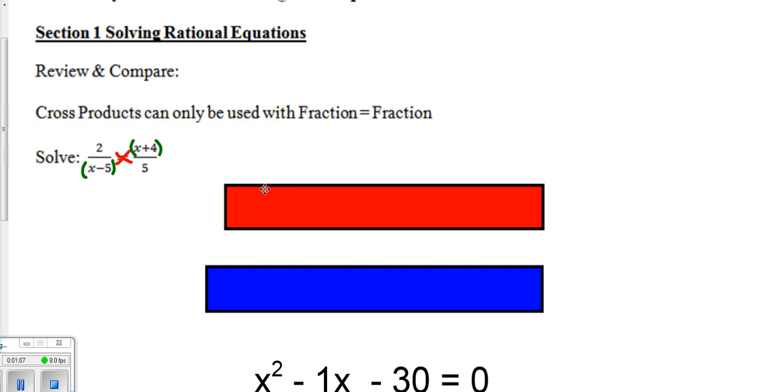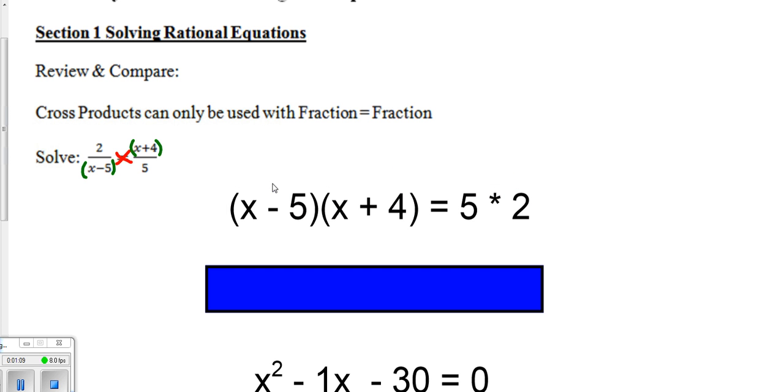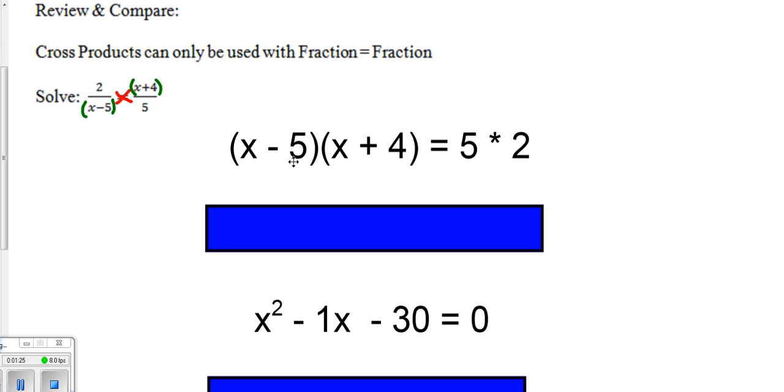So when we multiply these, or cross multiply these, it's going to look something like this. X minus 5 times x plus 4 equals 5 times 2. This whole piece times this whole piece equals this one times this one. We just cross multiplied right across those two.